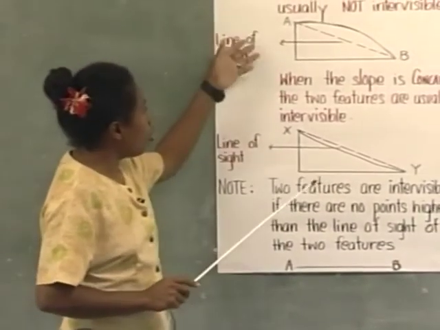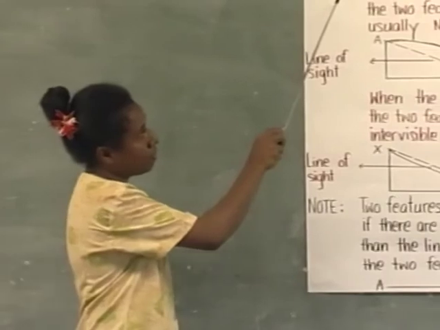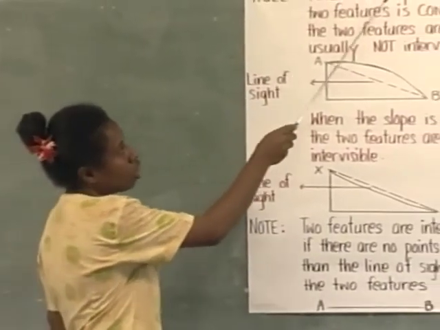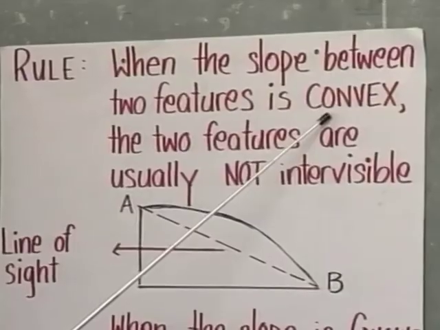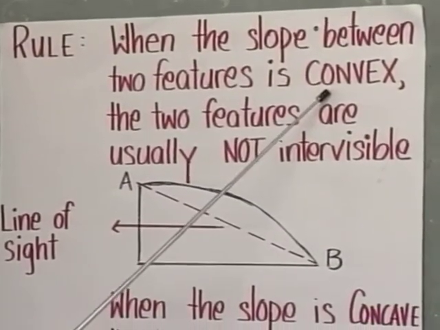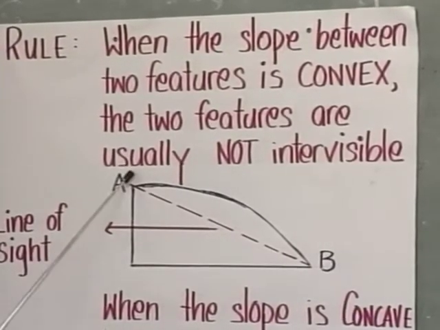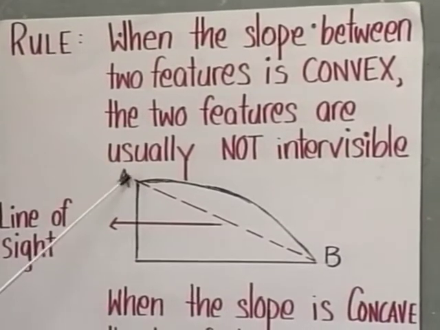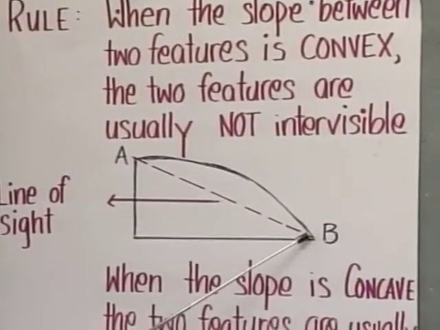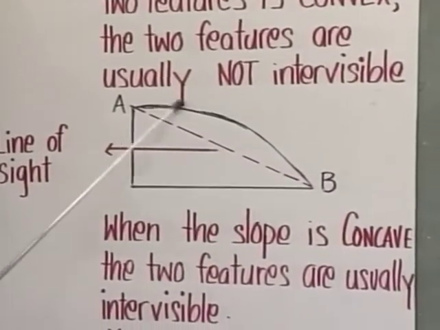There are two or maybe one rule that we need to make note of, and that is when the slope between two features is a convex slope. We all know what a convex slope is, a slope that goes out. The two features are usually not intervisible. Example, the black diagram here shows the slope that goes out.